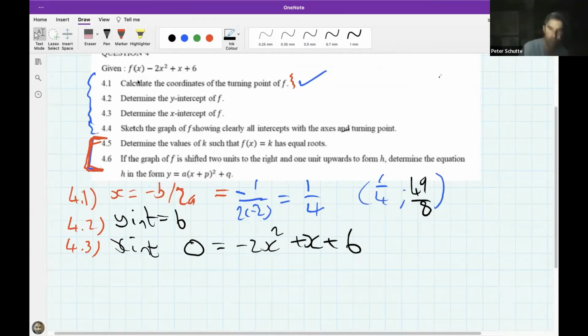And so that's what I want to see in the actual chat. I want to see the turning points. I want to see the y-intercept. I want to see the x-intercept that you get. Okay, I see Dawn's put her x-intercepts there. I see Abnego has put their x-intercepts there. You can use the formula or you can use factorizing.